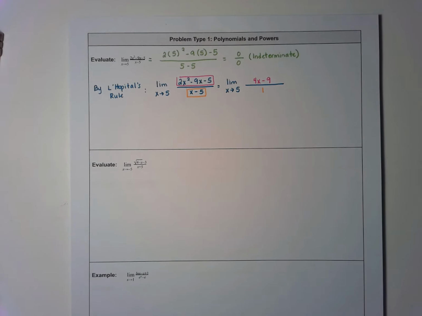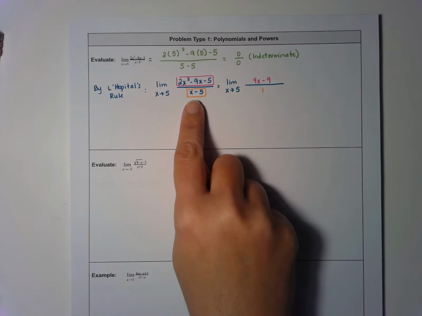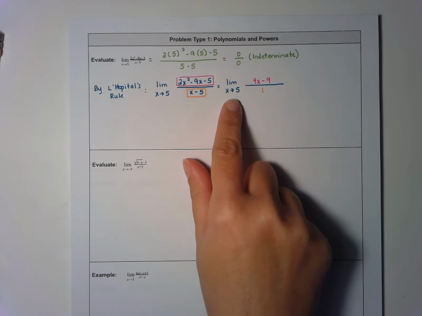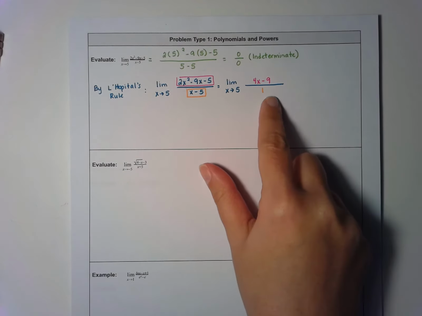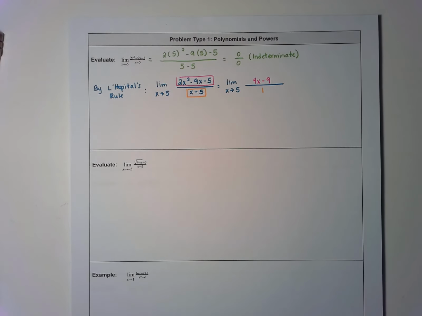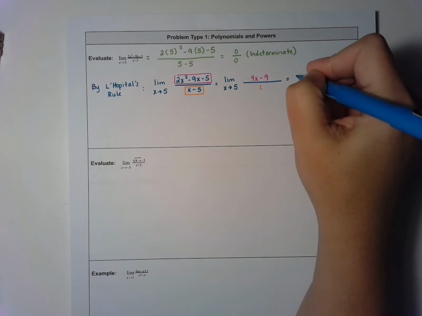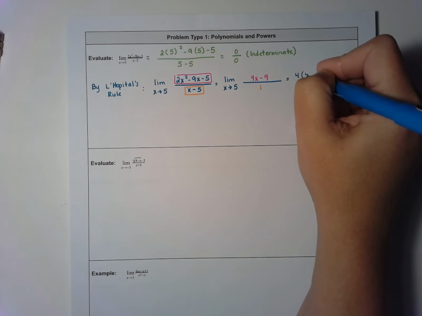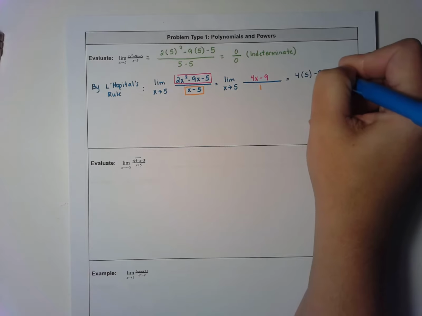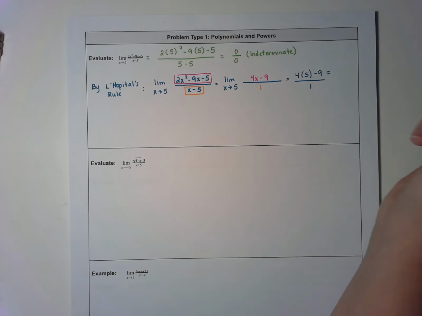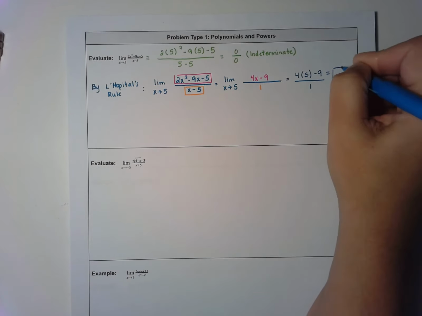So you're showing that you have an indeterminate form, which is the condition. You have to have it 0 over 0 or infinity over infinity. And then you're saying, I'm using L'Hopital's rule, which says that the limit that we originally had is equal to the limit of the derivative of the top and the derivative of the bottom. Now we can just direct substitute again. So if we directly substitute again, we get 4 times 5 minus 9 all over 1, which is just going to be 11. So that would be your answer.